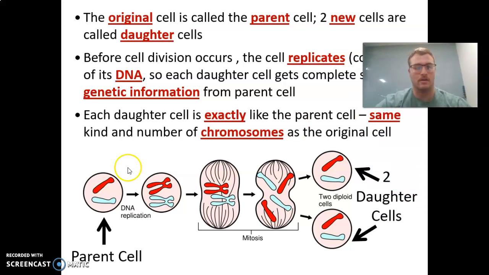So this is a diagram of it. The first circle is just the parent cell, and it has the normal amount of DNA, normal amount of chromosomes, and then these chromosomes duplicate, as you can see, into the next one, and then mitosis occurs here, which we will get into more in depth later on, and then these are the two brand new daughter cells at the end.